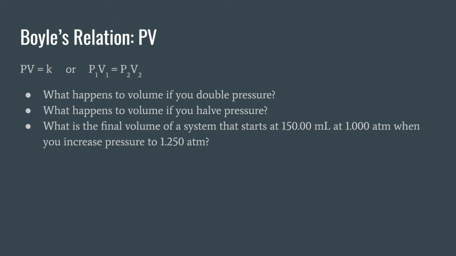P times V is equal to a constant, K. Or P1V1 equals P2V2. So the initial pressure times the initial volume is equal to the final pressure times the final volume.